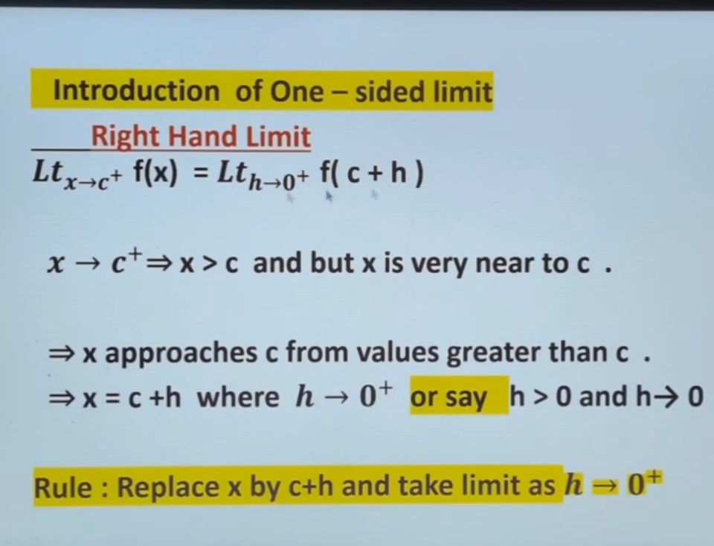What it means? Limit x tends to c plus, that means x is greater than c, but x is very close to c, that means x approaches to c from values greater than c. So that means x is equal to c plus h, where h tends to 0 plus, or we can say h is positive, but h approaches to 0.